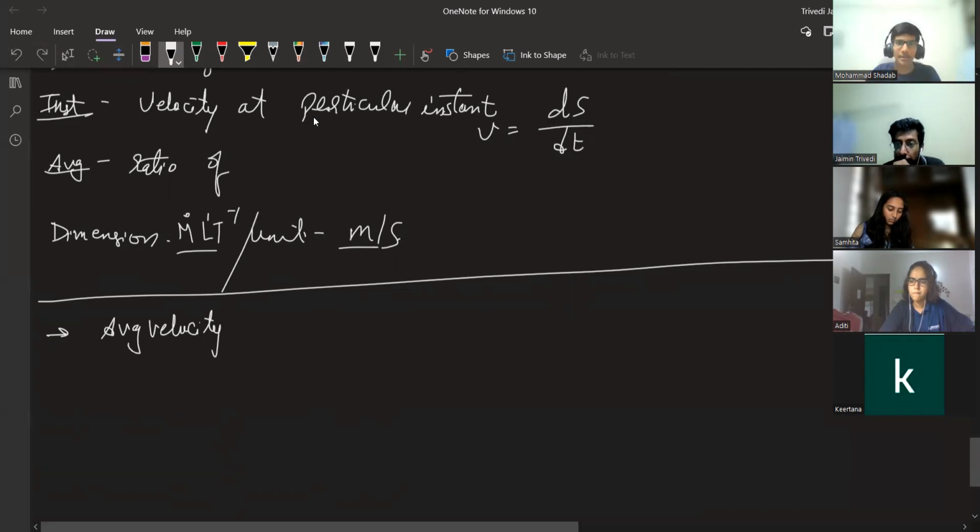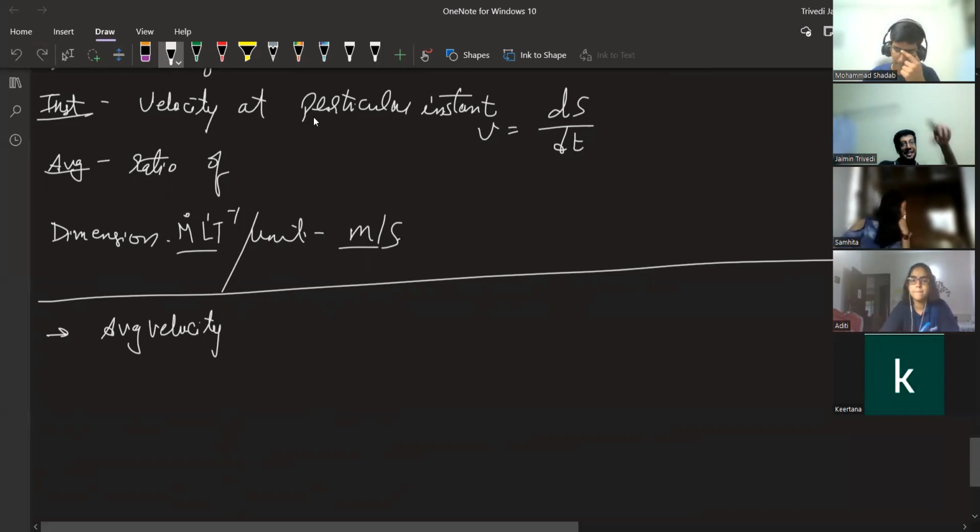Since distance cannot be 0, the entire numerator cannot be 0. Hence, the value cannot be 0. However, displacement, let's say you traveled and you came back to the same spot, your displacement is 0. Hence, your average velocity becomes 0. Okay.